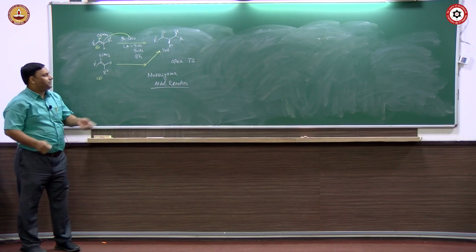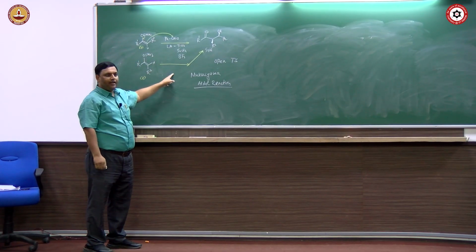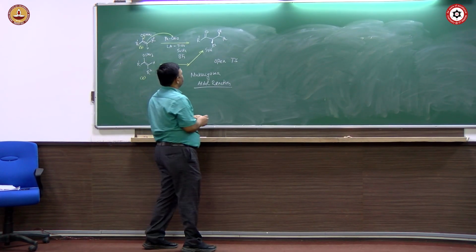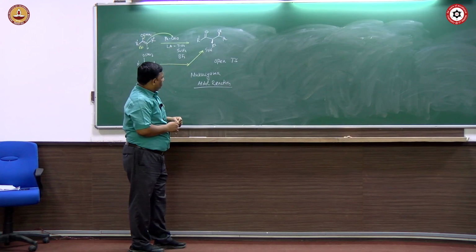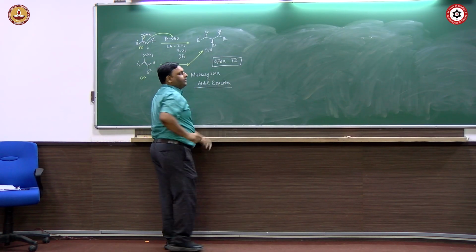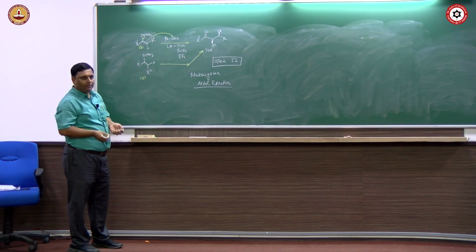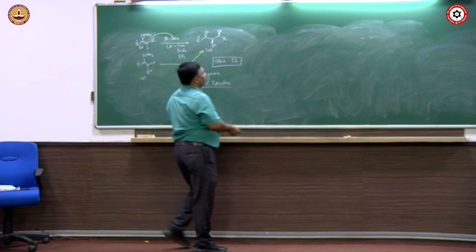Mukaiyama-Aldol reaction. Previously we have a classical Aldol reaction. Now silyl ether is used in the Aldol reaction. We call it the Mukaiyama-Aldol reaction. In the Mukaiyama-Aldol reaction, your reaction follows an open transition state, and we want to see now how it is going to happen.